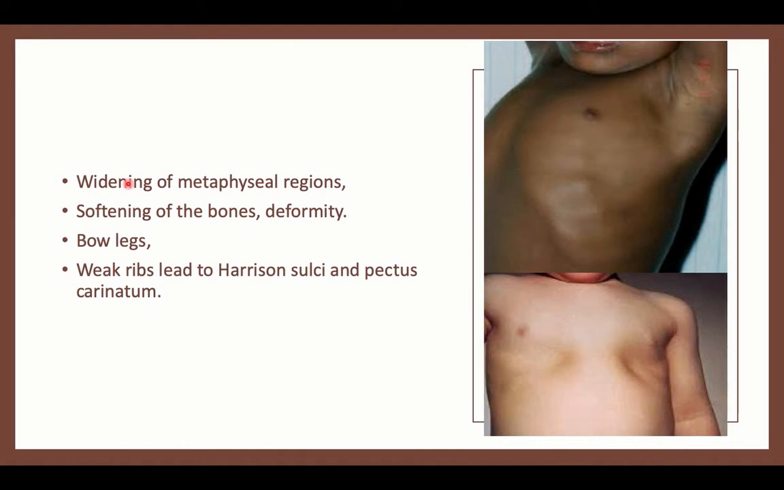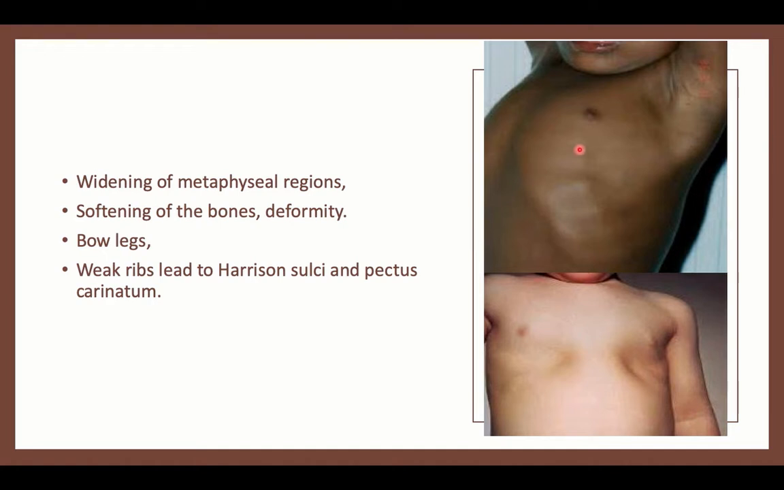So this is a useful way to enumerate the clinical manifestations of rickets that can occur, as we have mentioned, due to vitamin D deficiency or due to other causes like vitamin D resistant, for example, or other causes. So we have widening of metaphyseal region due to accumulation of the osteoid tissue that is not calcified. Okay. Also we have softening of the bones, and this causes deformity by weight bearing. We have bow legs or knock knees. We have weak ribs, okay, which lead to Harrison sulci and pectus carinatum.